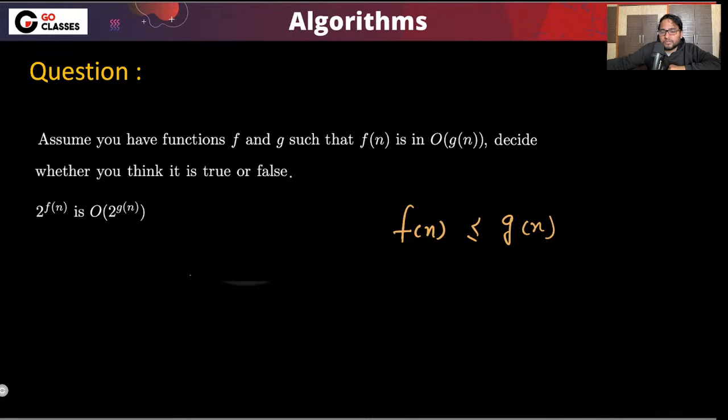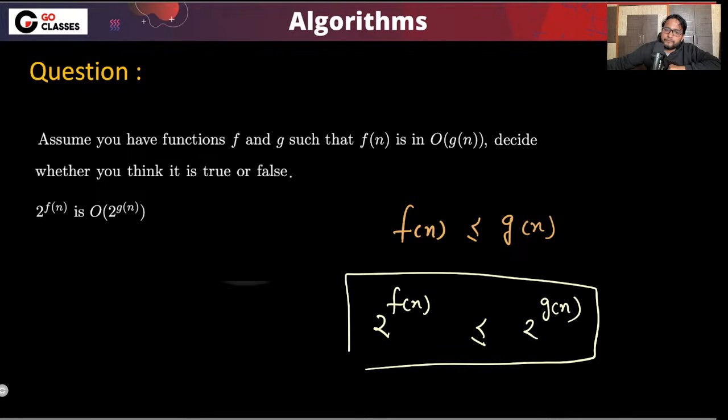Let's see why. If this is the relation, can you say that after taking 2 power, asymptotically this is still the relation? What do you think? Just think about it and let me know. If before the exponent both are related like this, then after the exponent are they related like this, or will the relation change, or can't you say anything? Just let me know.